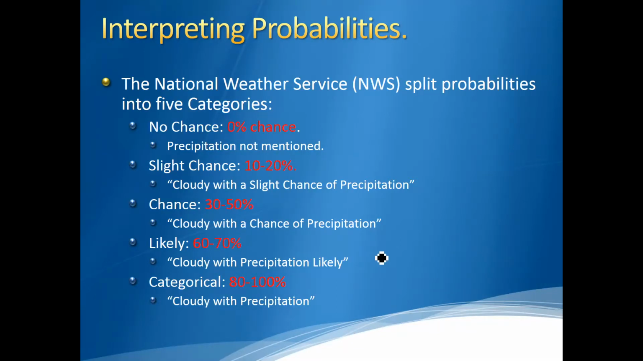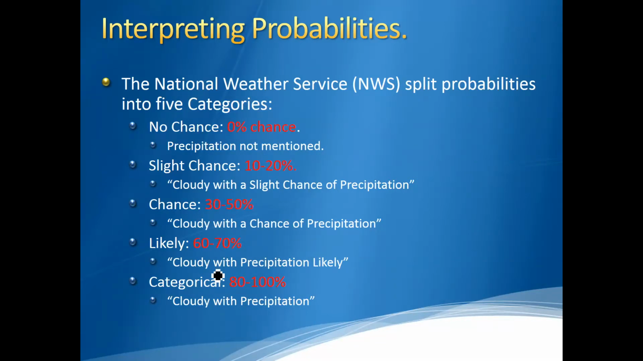Now, when it's nearly certain, they issue what's called a categorical probability. And a categorical probability is 80% or higher. At this point, you can bet your bottom dollar that, yeah, we're probably going to get some precipitation. And in this case, they won't even say a chance or say likely. They'll just say cloudy with rain. Today, rain. Tomorrow, rain. So if you ever hear it's going to rain, usually they're issuing what's called a categorical forecast.